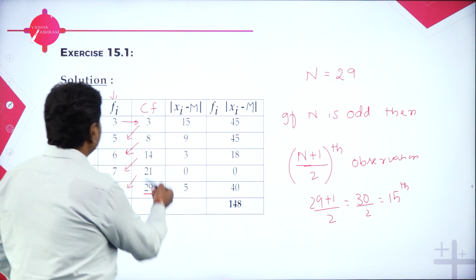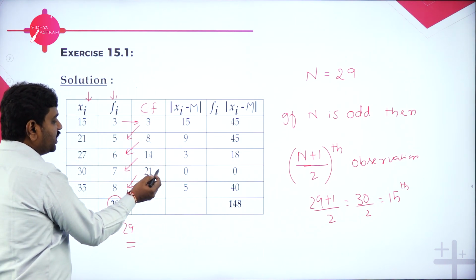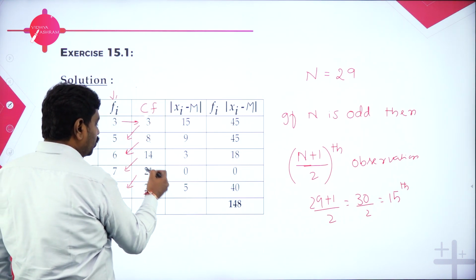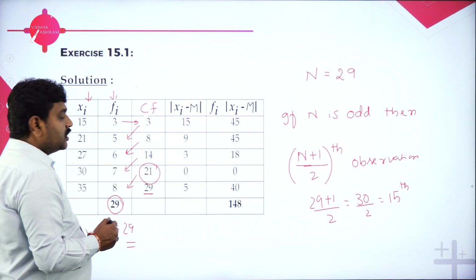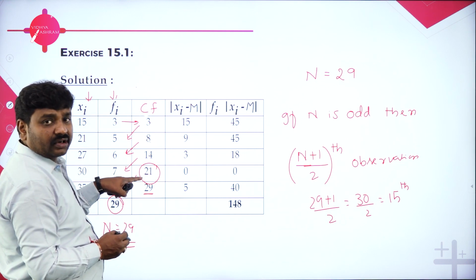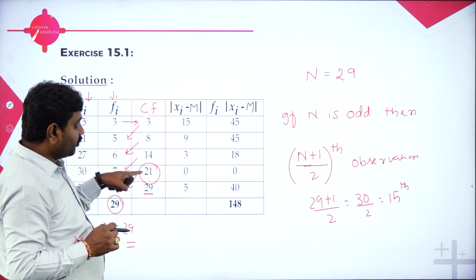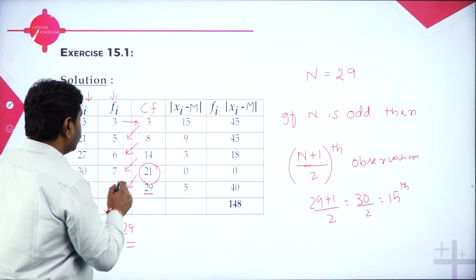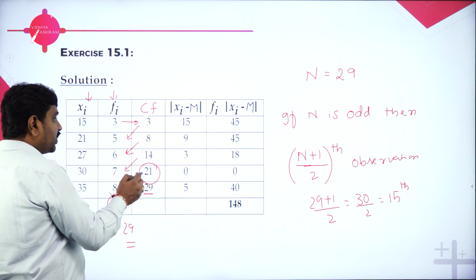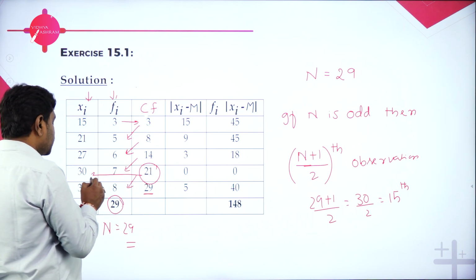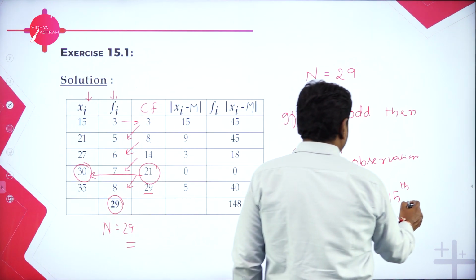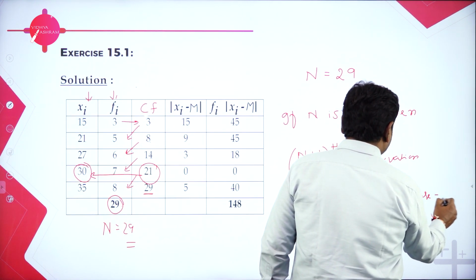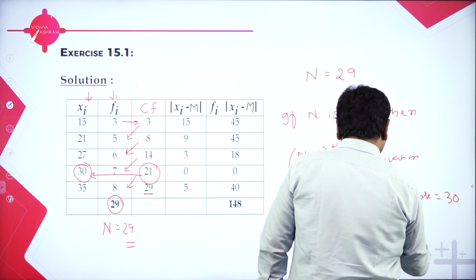15th observation in cumulative frequency, 15 is present in what? 14 to 21 we have. So 15 is present inside 21. So after 14 directly we have 21. We don't have 15. So 15 is here. So therefore 15th observation means in 15th cumulative frequency find x. What is x here? 30. So 15th observation. What is the 15th observation? That is 30. 30 is capital M. So now we got median.